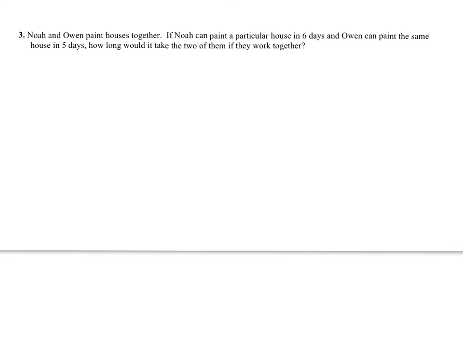So I can already tell just by looking at it, the answer is going to be somewhere between 2.5 days and 3 days. Because if you look at it this way, if Noah painted half the house all by himself, that would take him 3 days. If Owen painted half of the house by himself, it would take him 2.5 days. So after 2.5 days, Owen would finish his half, and then he would start helping Noah with his half. So if Noah didn't get any help with his half, it would take 3 days. So somewhere between 2.5 and 3 days.